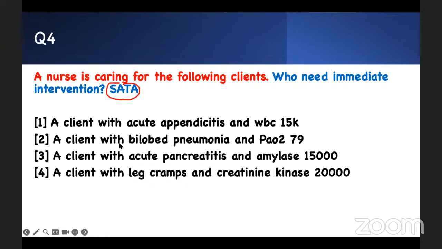And next is caring for the following client who needs immediate intervention. You have to be sharp, like I said. And being sharp is paying attention to things that will kill the patient, not an expected finding. Don't focus on it. The numbers can be high, but if it's an expected finding, just move on and don't dwell on it. Client with appendicitis.